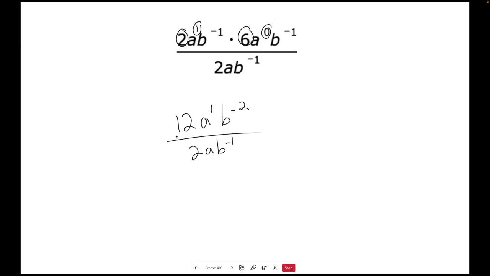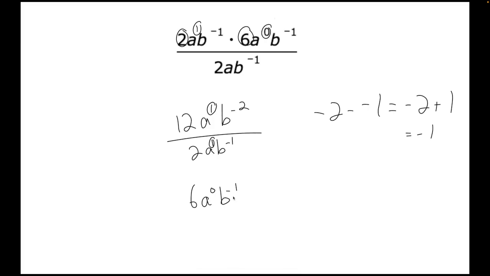And now we just divide. So 12 divided by 2 is 6. Remember, we are subtracting the exponents. So 1 minus 1 is a to the 0. And negative 2 minus negative 1 is negative 2 plus 1, which gives me negative 1. So we have b to the negative 1 power. And now, hopefully, we remember a to the 0 power is just 1. So this is like saying 6 times 1, which is 6. So we get 6. And let's put the b in the denominator because it has that negative exponent. And this is our final answer, 6 over b.